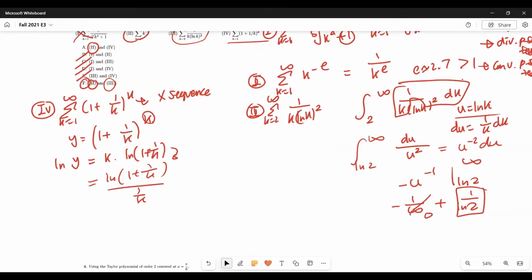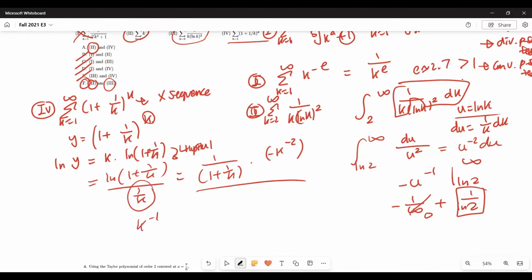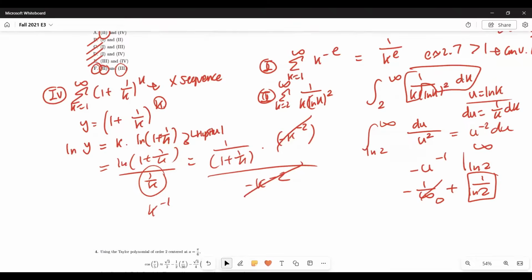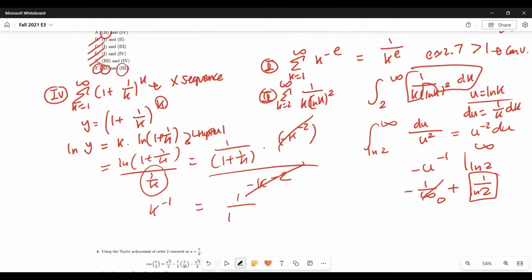Because we know that if k goes to infinity, this is going to be infinity over infinity form. But we do want to see whether it's converging or not, so that means you have to use L'Hopital. So let's use that. The derivative of ln of 1 plus 1 over k is 1 over 1 plus 1 over k times negative k to the minus 2, over the derivative of 1 over k, which is negative k to the minus 2. Oh, this canceled out. So eventually all we're left with is 1 over 1 plus 1 over k.